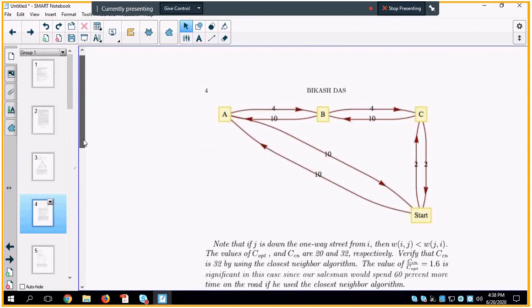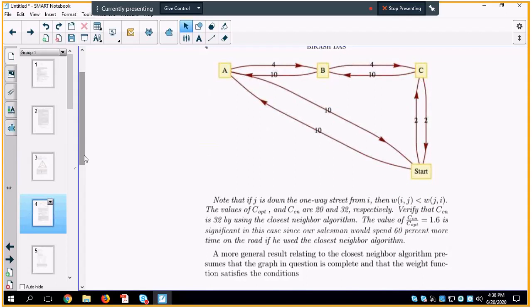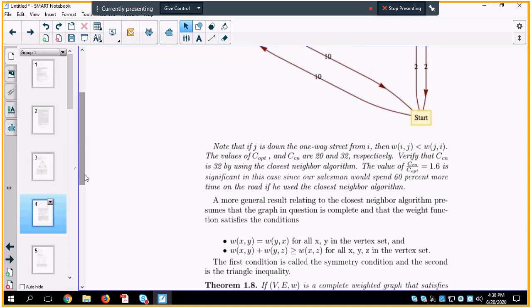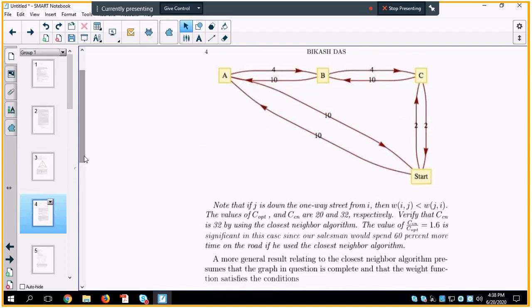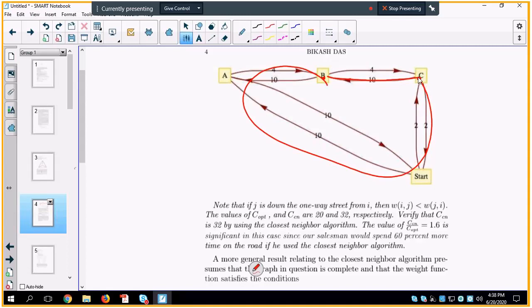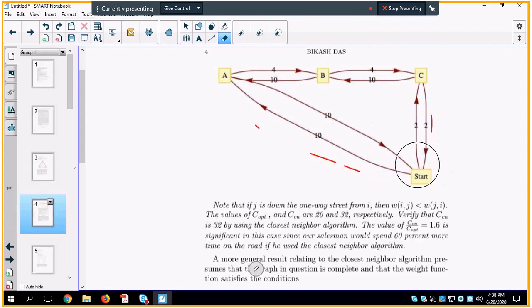So this is our graph, and you can see we have one-way streets, because when we start, we can go towards C, towards B, towards A, and back around. So we have one-way streets because it's a directed graph. Now notice that if J is down the street from I, then the weight from I to J should be less than the weight from J to I. So what that's saying is if I'm here and my thing is down the street, say B, then it's going to be shorter to go from C to B than it would be to go back around to B. Okay, so that's what we mean there by being down the street.